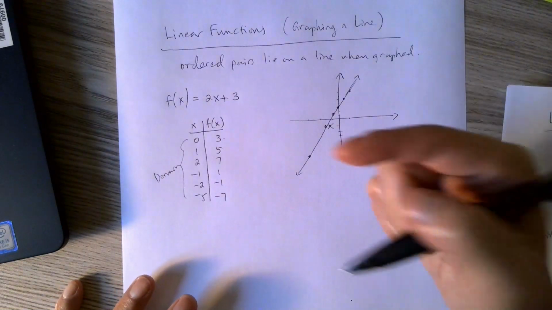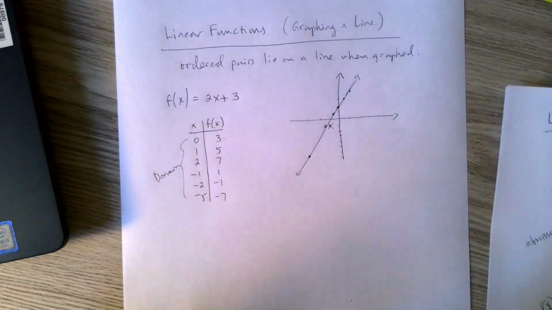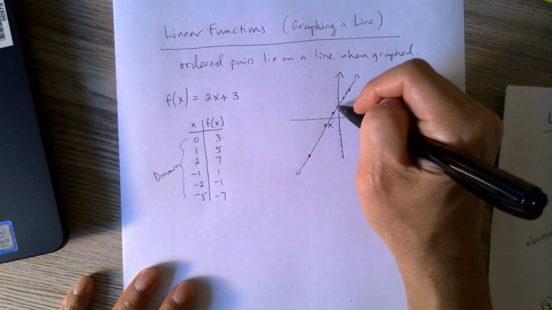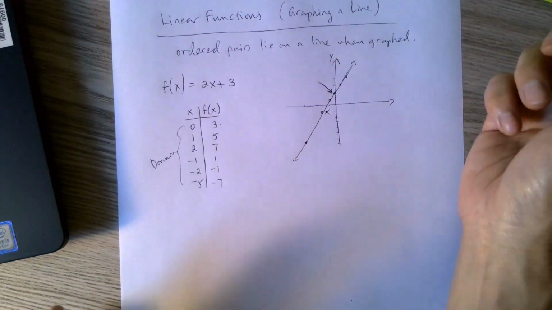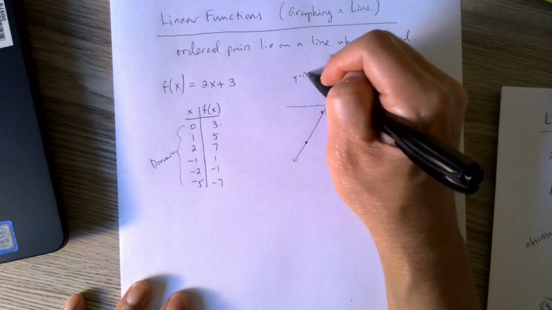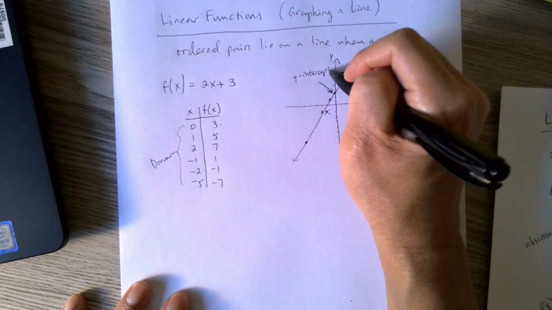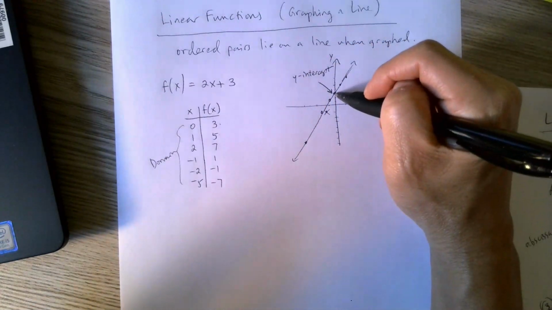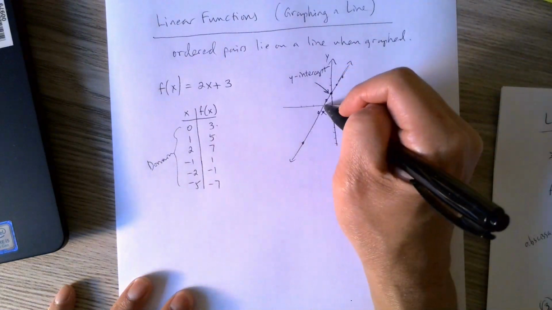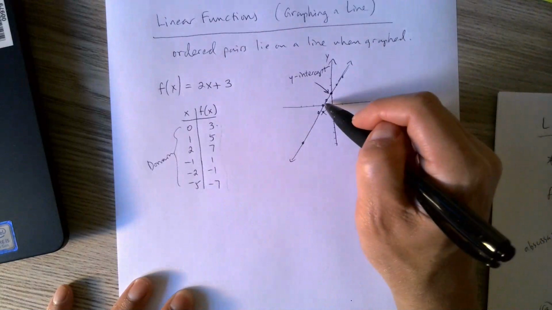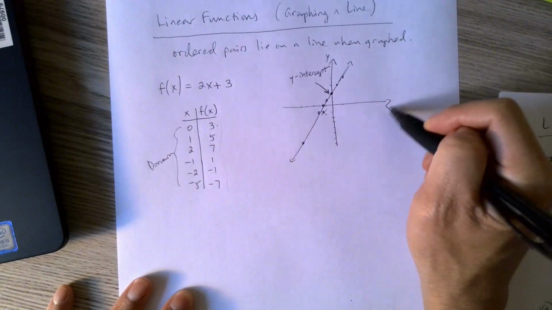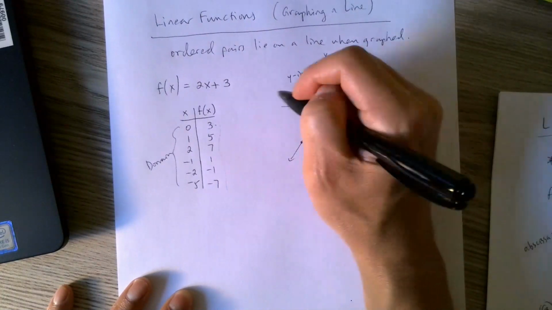Now I want to point your attention to a couple of points that are important in every line. One of them is where the line crosses the y-axis. This is called the y-intercept. That's where the line crosses the y-axis. And this point here, which is not one of the points I plotted, but we know it crosses the x-axis, is called the x-intercept.